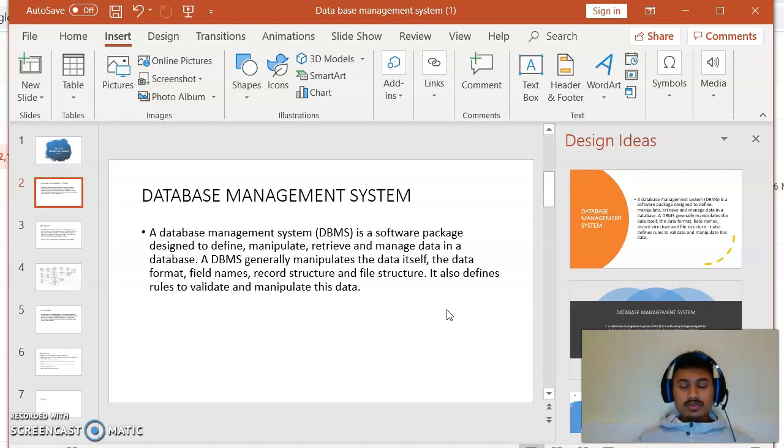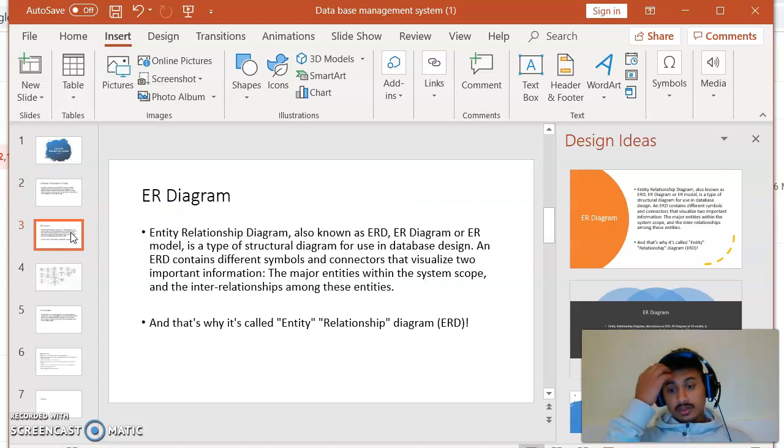So it's really important to understand what the database management system is before starting the assignments, before working on the project we are going to do. The other thing we really need to understand while studying the database management system is how to draw the ER diagram. The ER diagram is also known as ERD or ER model. It's a type of structural diagram used in database design.